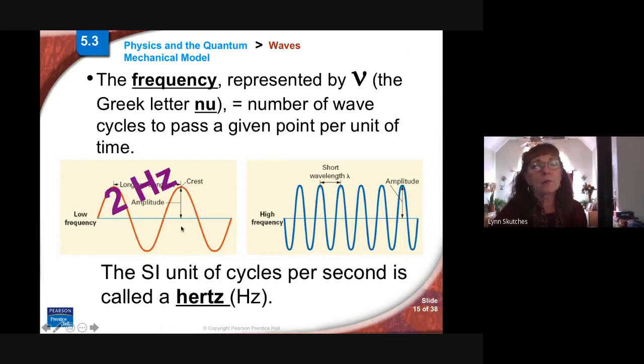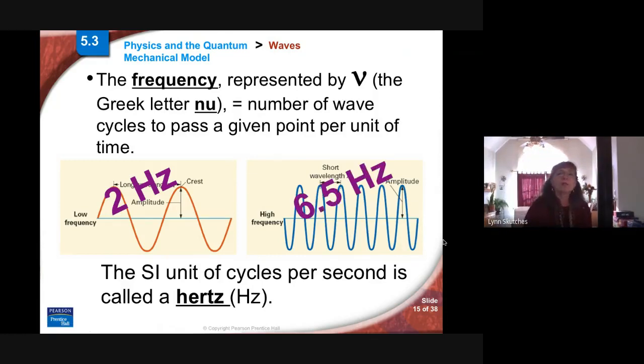On the left-hand one, we've got 2 hertz, if that blue line is 1 second. On the right hand, we've got 1 wave, 2 waves, 3 waves, 4 waves, 5 waves, 6.5 waves. You can have fractions of waves. And so you may know that radio stations have numbers. Those numbers correspond to kilohertz and megahertz frequencies. To tune into things, you have to be in the right bandwidth to get it.